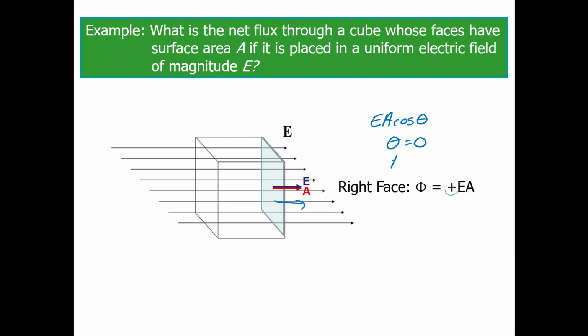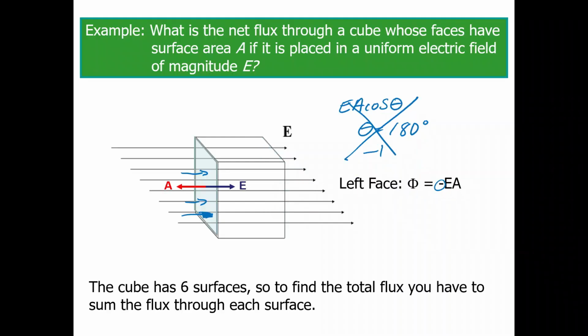So do I really need to calculate the cosine of 0? No, I could just see that because my E and A are parallel, or because my field lines are exiting, that is going to be a positive flux.